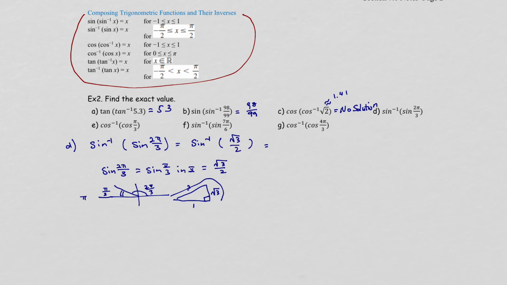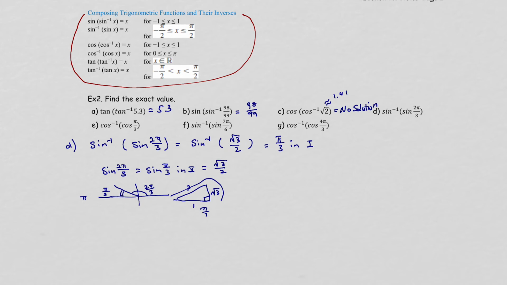Sine inverse of square root of 3/2 means what's the angle that gives you square root of 3/2? Well, what was that angle? Pi/3, right? So that gives you pi/3. Pi/3 in first quadrant. Why is it first quadrant? Because this value right here is positive.